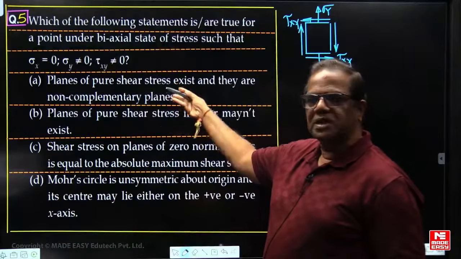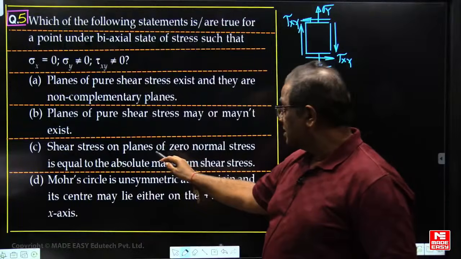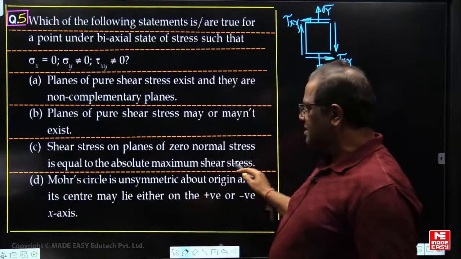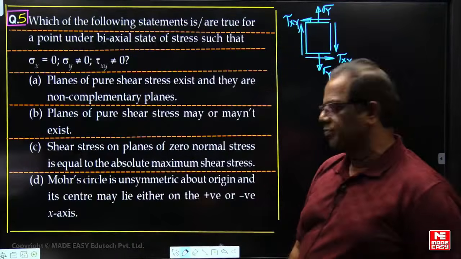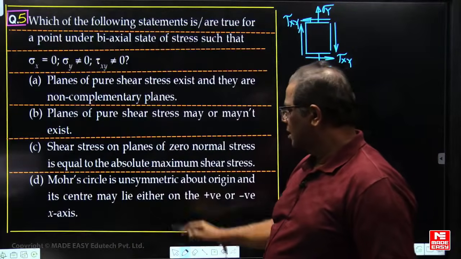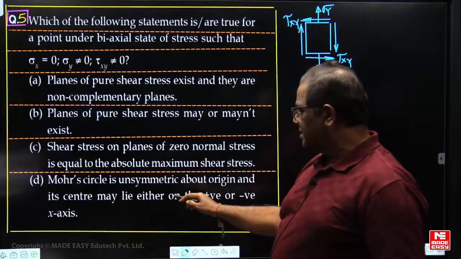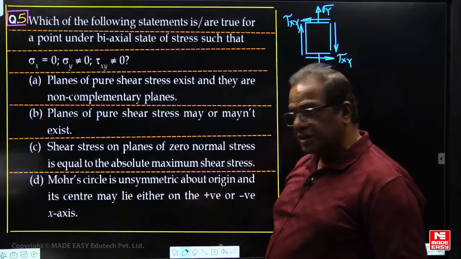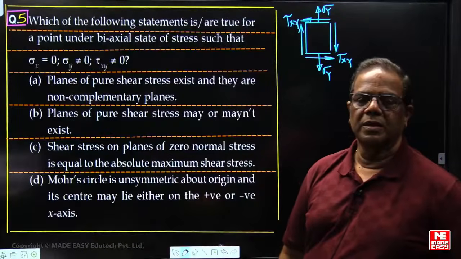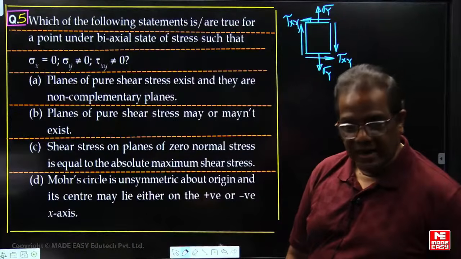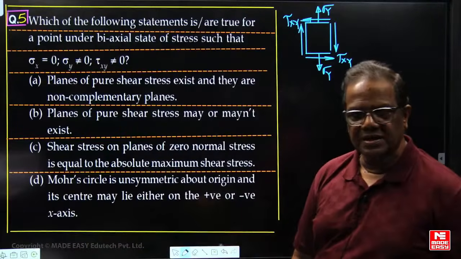Means out of these two statements, one should be correct and obviously the other one should be incorrect now. And planes of pure shear stress and planes of zero normal stress equal to absolute maximum shear stress. And Mohr's circle is unsymmetric about origin and its center may lie either on positive y-axis or negative y-axis. Positive or negative x-axis, sorry.